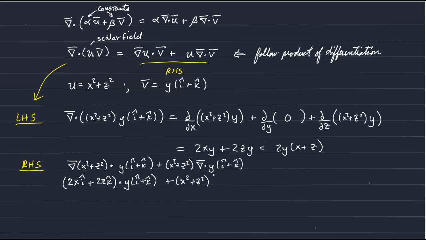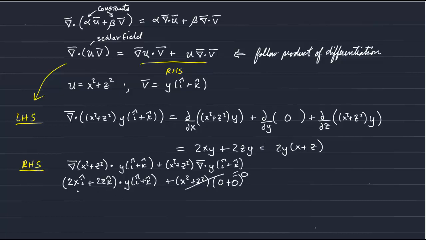And then the second term is u times the divergence of this. So the divergence is again the partial derivative with respect to x of the x hat component, which is 0, and there's no y hat component, and then finally we would have the partial derivative with respect to z of the k hat component, and that's 0. So the second term is equal to 0.